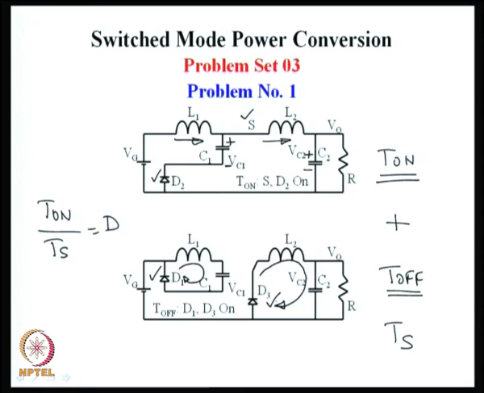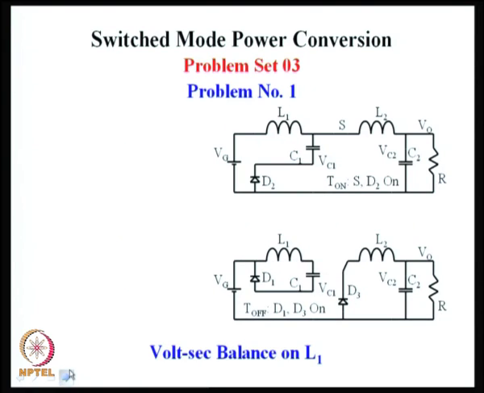Now, in this particular situation, we are interested in finding out what is the relationship between Vc1 and Vg, that is, what is the conversion ratio Vc1 to Vg under steady state, and on the output side, what is the conversion ratio Vc2 by Vc1 under steady state. These quantities can be evaluated by applying the principle of volt-second balance on each of the inductors L1 and L2 one by one.